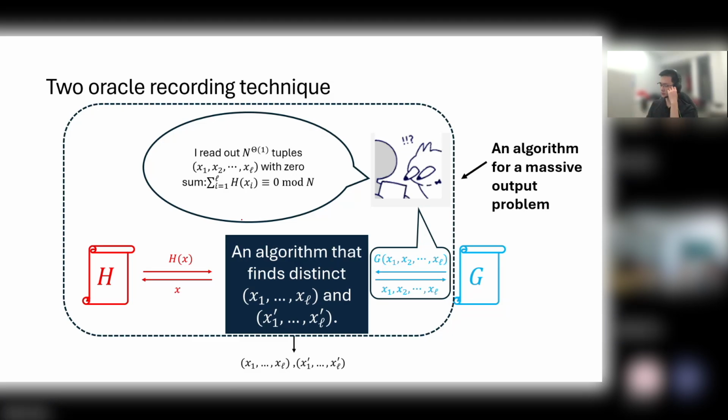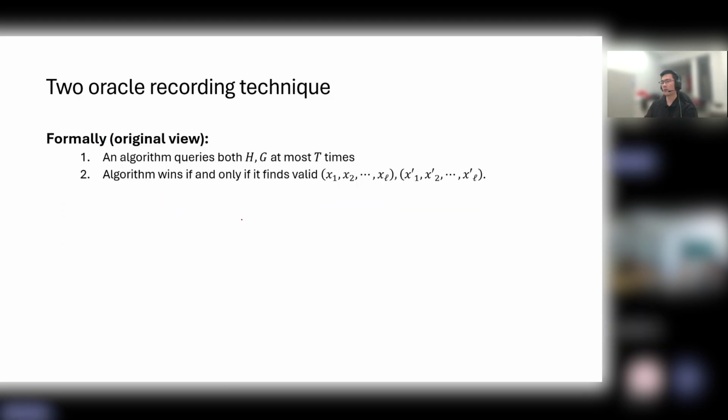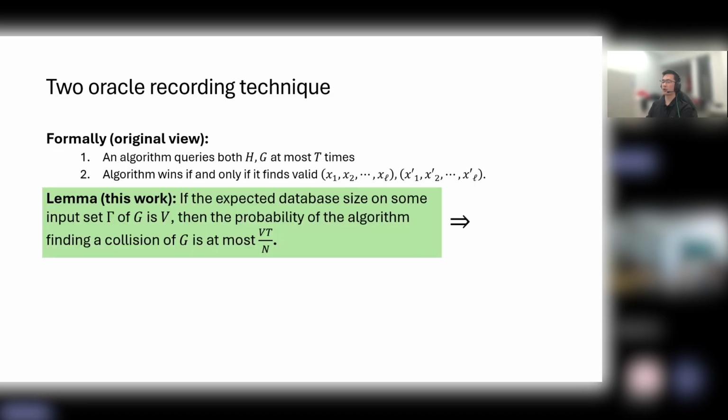Okay, thank you. So the formal proof: say you have an algorithm that queries both H and G with at most t queries, and this algorithm wins if it finds this valid tuple pair. For this lemma, we can prove that if the expected database size, meaning you sample a random time, measure the database at that time, and count the number of non-bottom entries in the database.